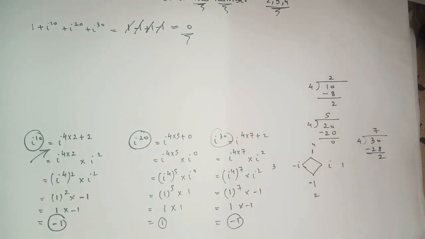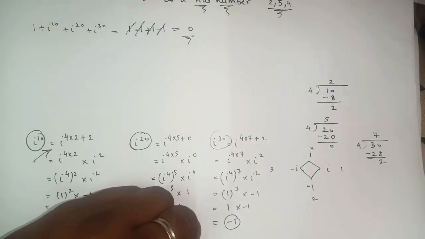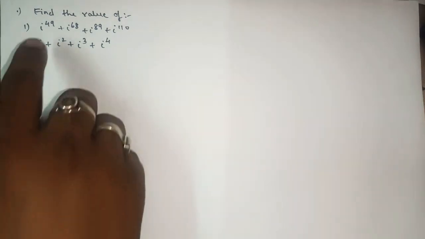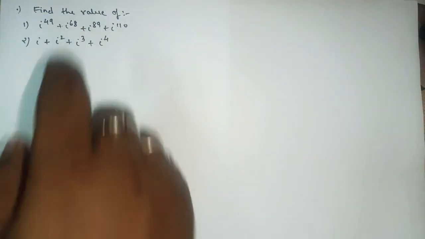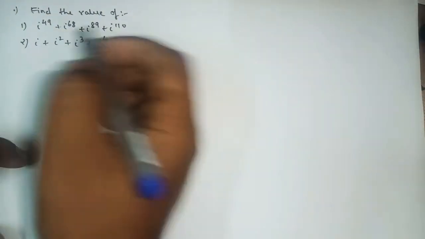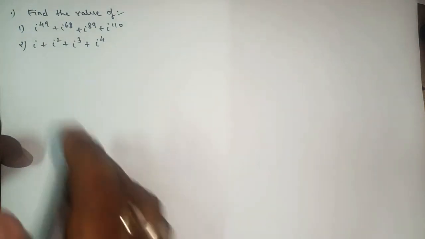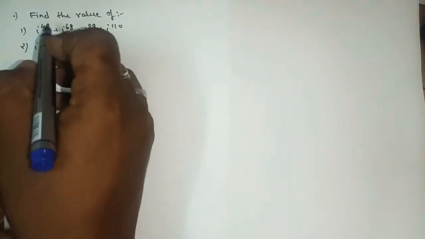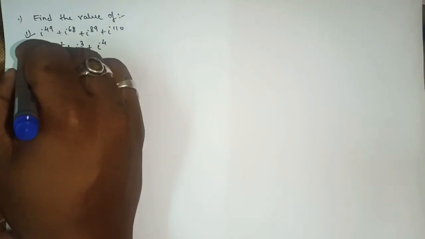So let's move on to some more sums from the exercise. The next one is we have to find the values of i raised to 49, i raised to 68, i raised to 89, i raised to 110. As just now we saw many sums based on this type, as we have to find the individual value for i raised to any power. So please try these two sums by yourself.